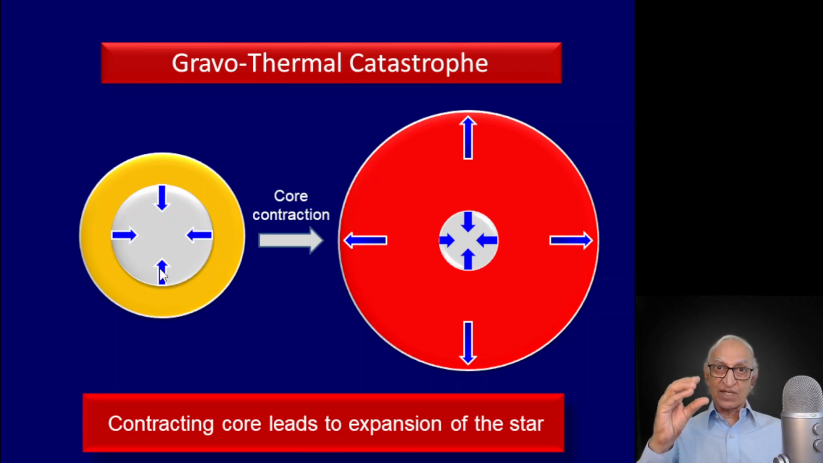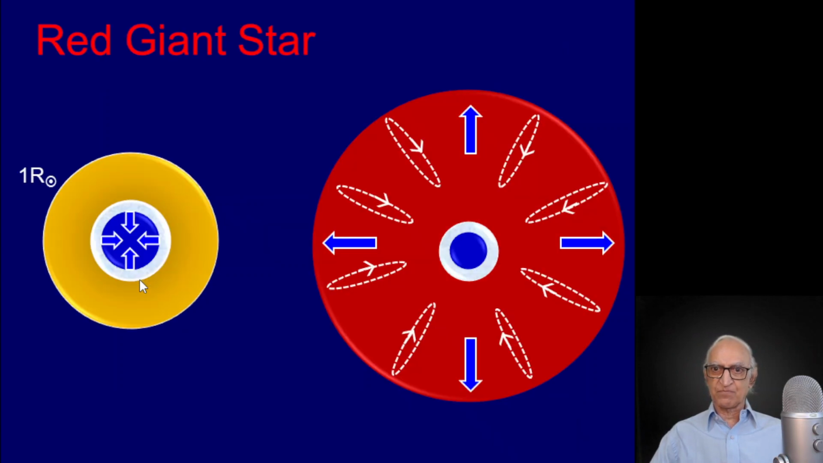So if the core contracts, the envelope will expand. If the core expands, the envelope will contract. It has to do with whether the binding energy released is positive or negative. I hope it's very clear to you. The reason why the star expands is because when I compress the core, gravitational binding energy, potential energy, is being released, and this potential energy goes to expand the outer layers against gravity.